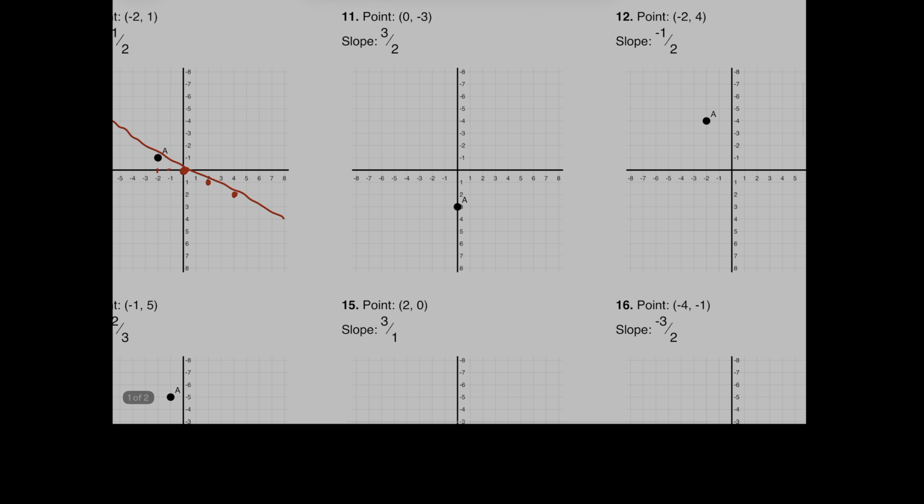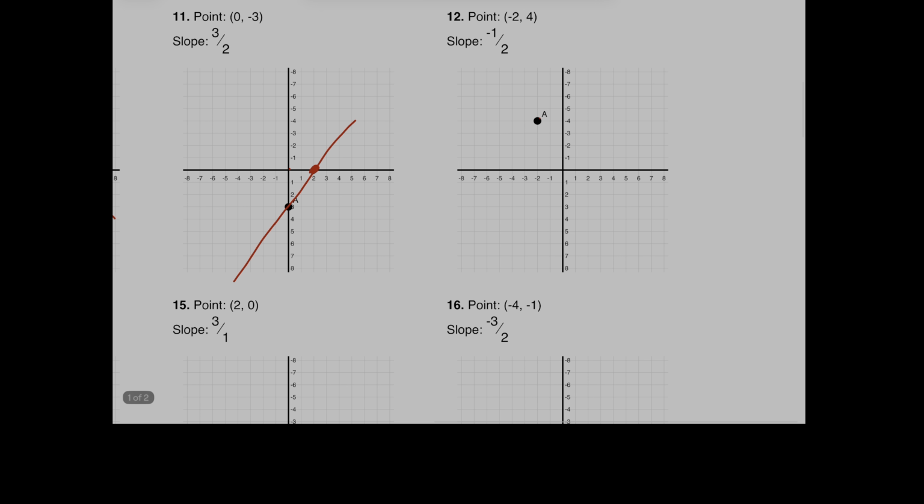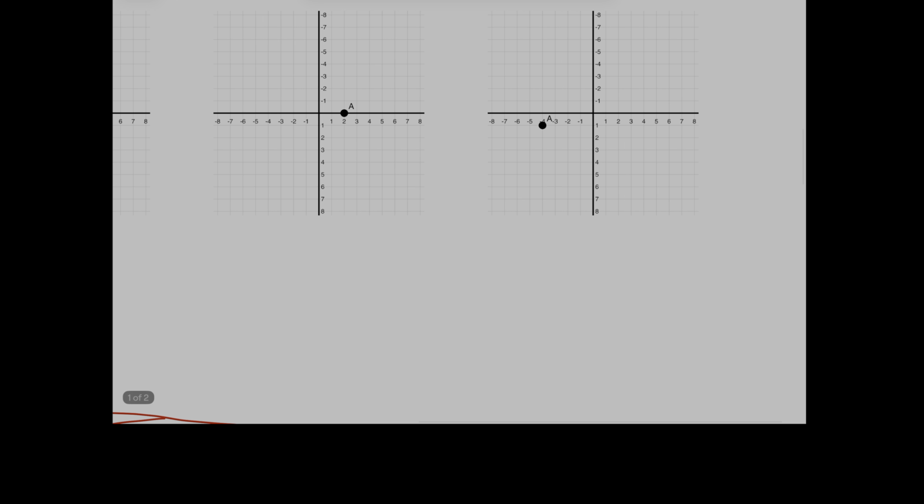Okay, here they give me a dot, slope of 3 over 2. That's rise 3, run 2. And they're both positive. That's why it's up and right. Okay, next one is -1 over 2, so I'm going to go down 1 over 2. That's all I need, guys. I don't need to do any more.